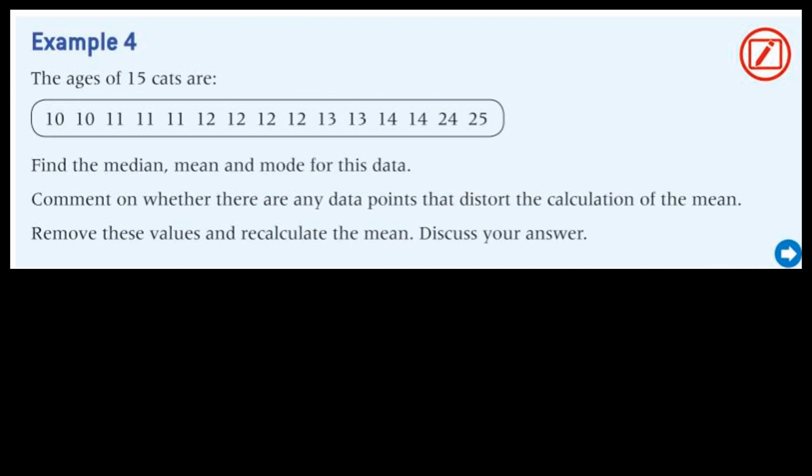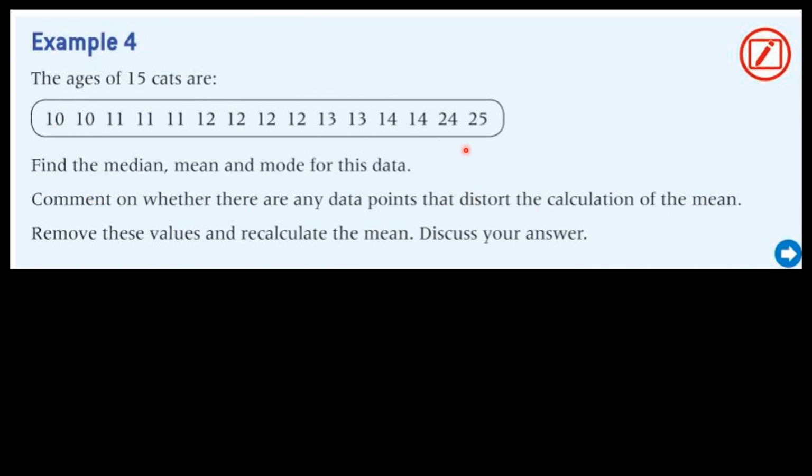It says the ages of 15 cats are, and then they give us all of the ages right here. It says find the median, mean, and mode for this data. Then it asks us to comment on whether there's any data point that distorts the calculation of the mean. Remove these values and recalculate the mean. Discuss your answer. All right, so let's actually look for the outlier first.